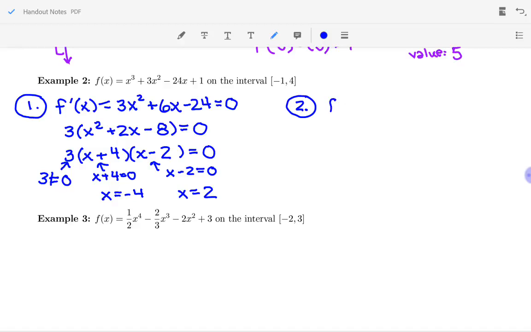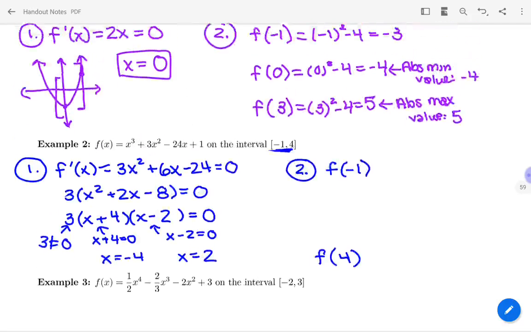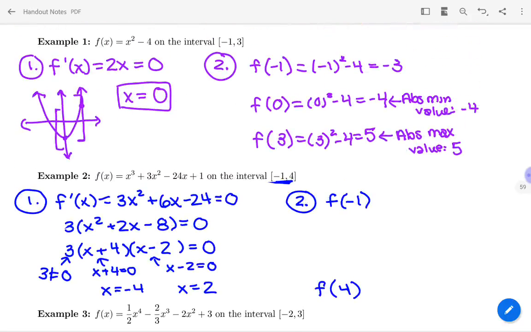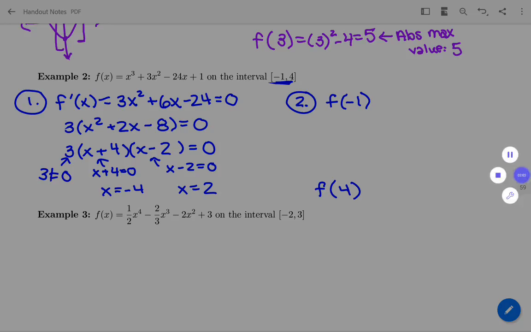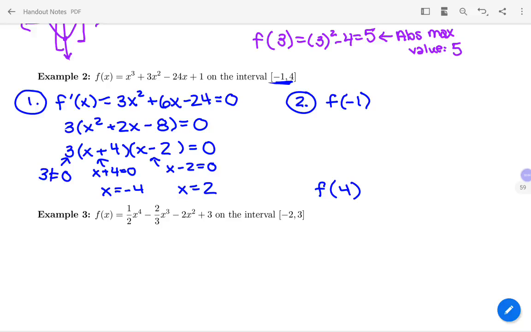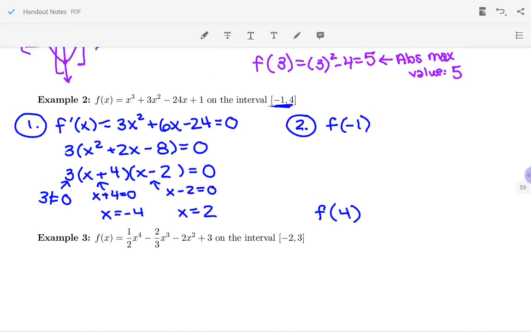So first of all, I want to think about my endpoints. My endpoints are -1 and +4. That's coming from right here. I'm looking on the interval from -1 to 4. We're zooming into the graph, just like what we drew above. We're not looking at the whole graph. We're zooming in, although this is a different shape because it's a different function. So I want to figure out between -1 and 4 what has the highest and lowest y values.